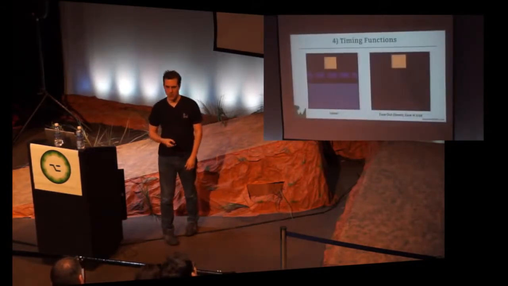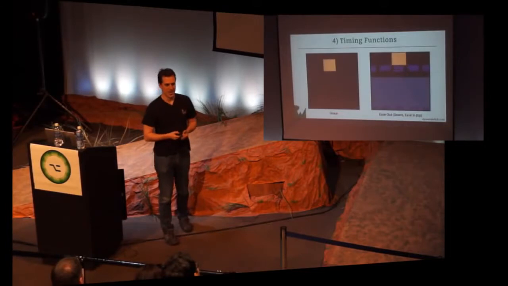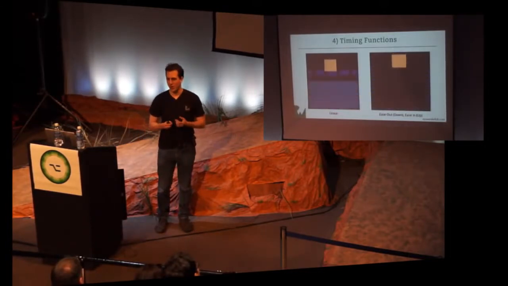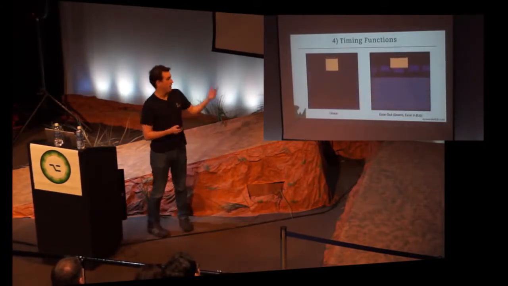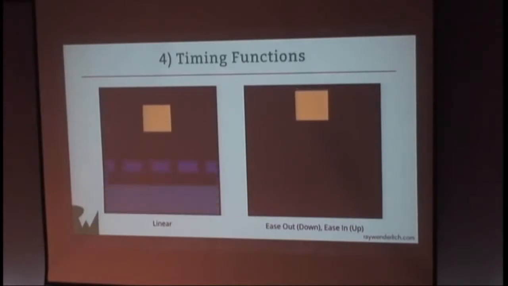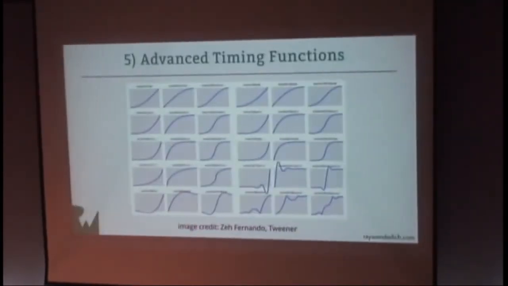I have a video here where on the left-hand side we have the linear timing, and on the right-hand side we have ease out going down and ease in going up. And you'll see the platform seems to hang a little bit toward the bottom and then release, and it looks a little bit more natural than the linear way, which doesn't quite look right. But those default timing functions are really just the beginning when it comes to timing functions.